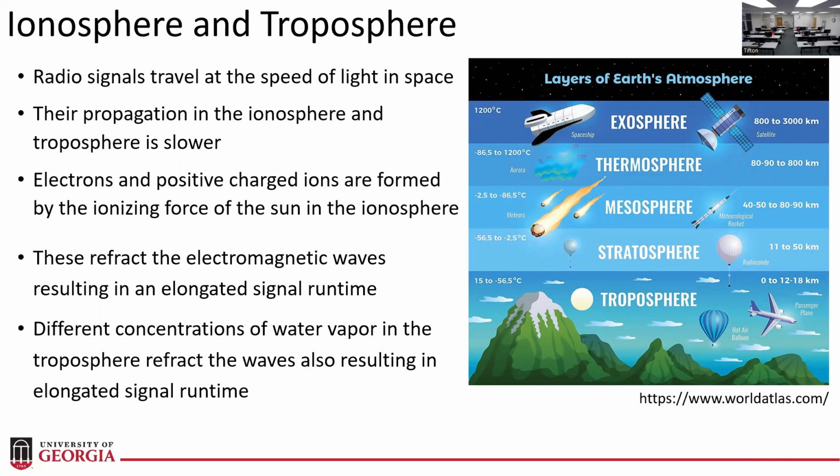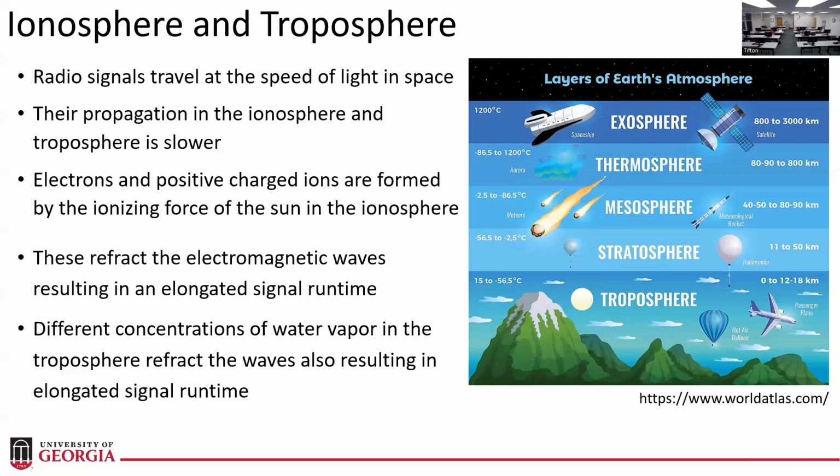So the first error is going to be added by the ionosphere and troposphere. In this image here, I just want to show you, if you don't remember, that Earth's atmosphere has 5 different layers. Closest to the surface, we have the troposphere, then the stratosphere, mesosphere, thermosphere, which is also called ionosphere, and then the exosphere, where our satellites are located.